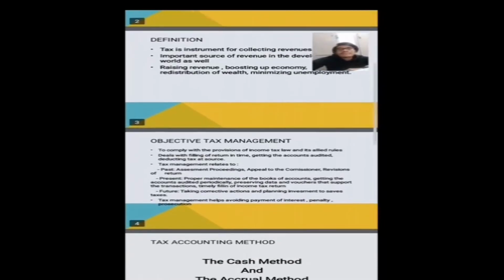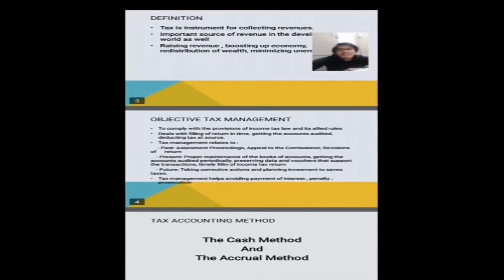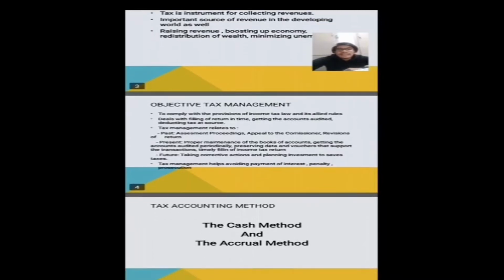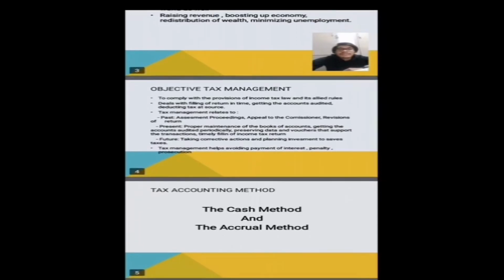Now we move to the objective of tax management. The objective of tax management is to comply with the provisions of income tax law and allied rules, which is, it must follow the rules and tax law. Next, it deals with the filing of return in time, getting the accounts audited, deducting tax at source, which means that is the tax return. The tax return is an authority that reports income, expenses and other tax information.